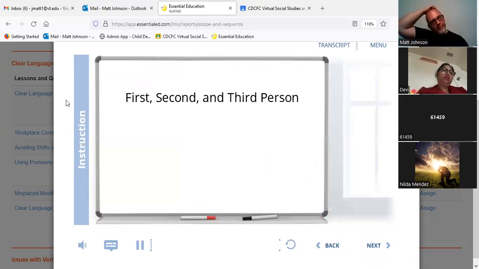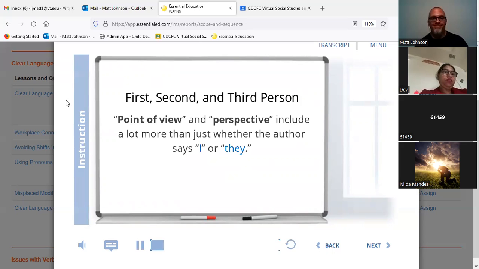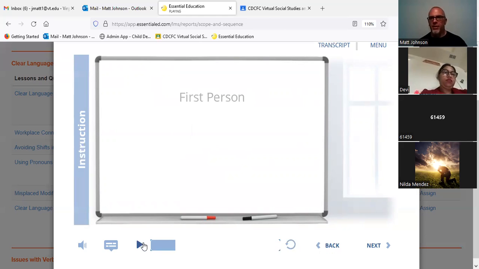The first thing you need to understand is the difference between first person, second person, and third person. Often, people use the term point of view or perspective to describe the use of first, second, or third person, but that can be confusing. Point of view and perspective include a lot more than just whether the author says I or they. It includes the author's or character's ideas and values. So I prefer to use the word person. That is what this lesson is about. Which is what I just mentioned, right?